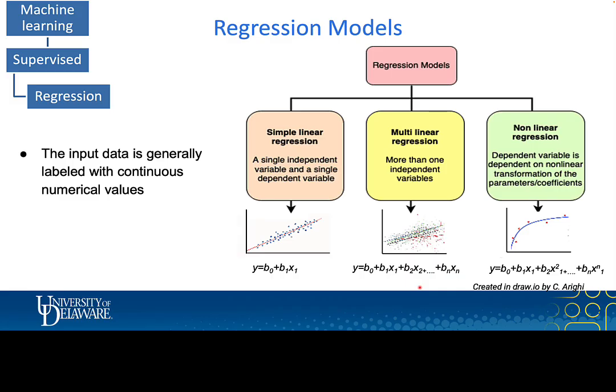The input data is generally labeled with continuous numerical values instead of discrete ones. There are three major categories of regression models: simple linear regression, multilinear regression, and non-linear regression. And we have here depicted a sample graph and their sample equations.